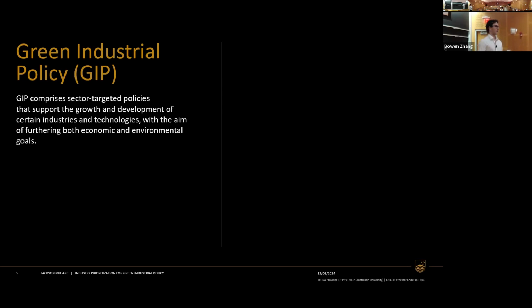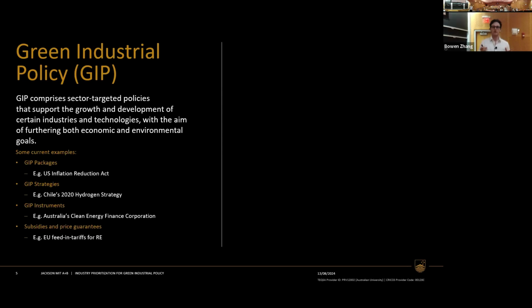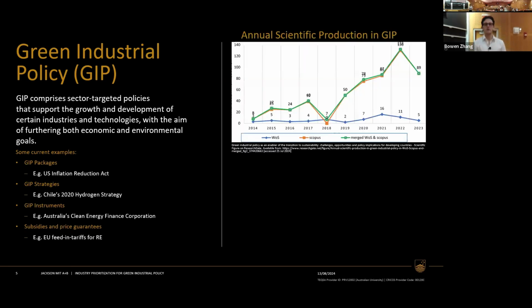The main focus of green industrial policy is to improve two facets in industry, both the economic facets and the environmental. As examples, there are some broad green industrial policies like the US Inflation Reduction Act, and there are some much more narrow ones like Chile's 2020 hydrogen strategy. The more narrow ones are the ones we're looking at in this. We can see that in recent times, there's been a lot more policy and scientific production of green industrial policy.